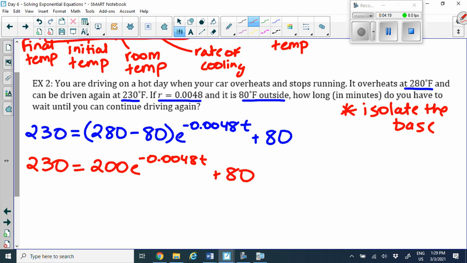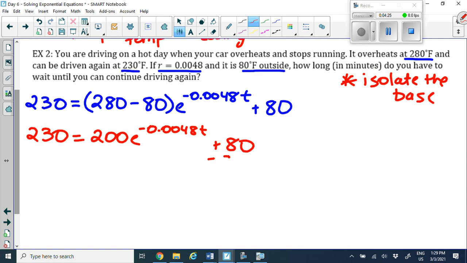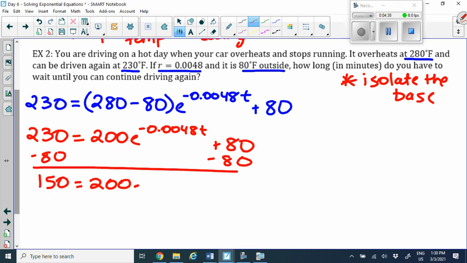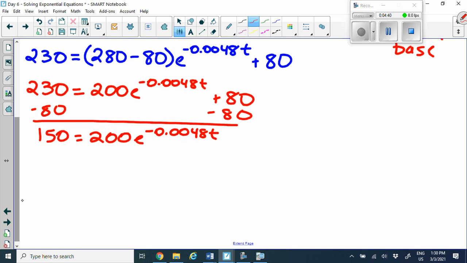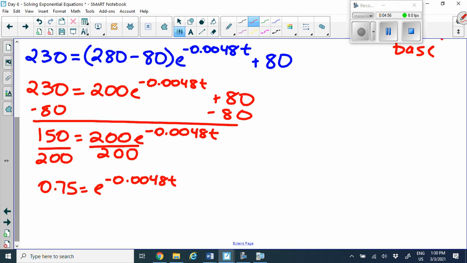Okay, now multi-step equation, trying to get that base all isolated. I subtract 80 first. Okay, so once I do that, I should get 150. Now I'm going to go ahead and divide both sides by 200. I'm going to go ahead and just make this into a decimal because it's fine to get decimals here. So I got 0.75. It'll just be easier when we have to plug all these things into our calculator.